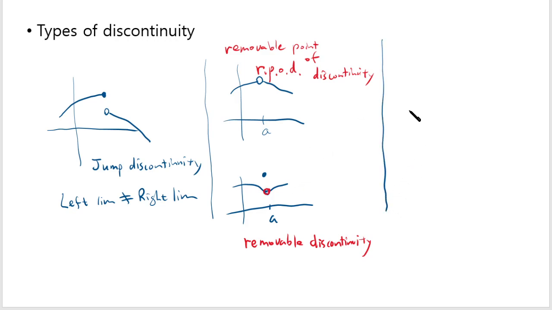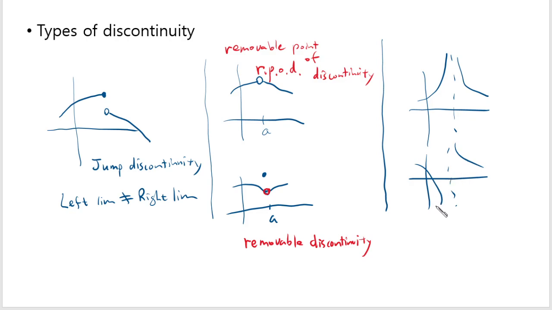And lastly, if you have a graph that has vertical asymptotes going up like that, or if you have something that's going down and then like that, these are called infinite discontinuities.